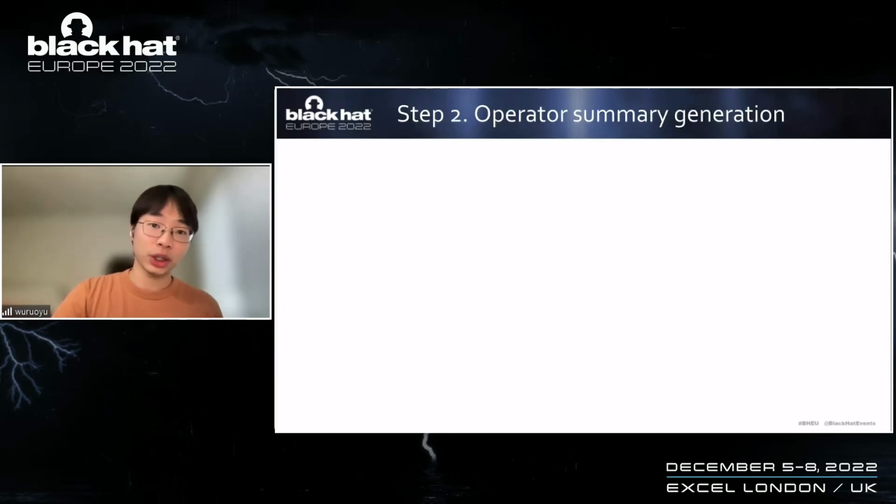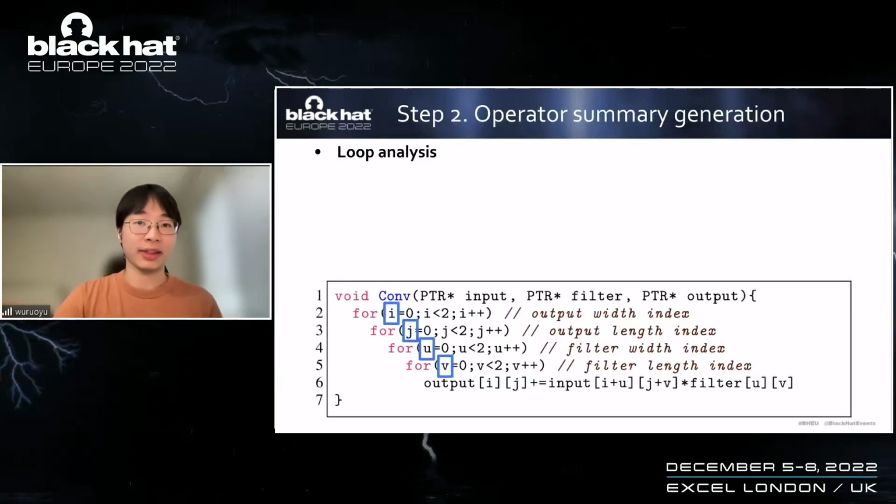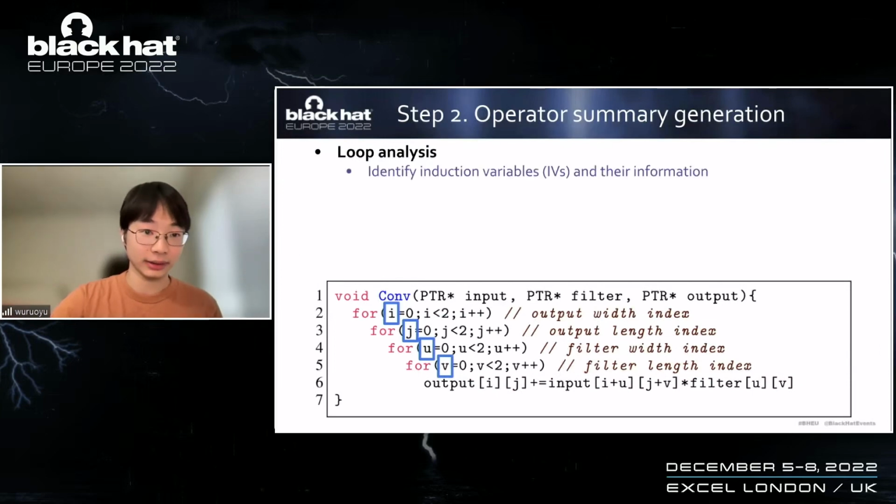In the second step, we generate an operator summary of each operator function, which can summarize its mathematical semantics. To do so, for each identified operator function, we first conduct a loop analysis to identify induction variables. We usually call the induction variables loop indexes. So the first step is loop analysis to identify the induction variables.